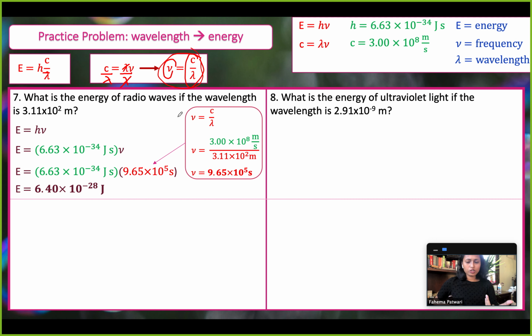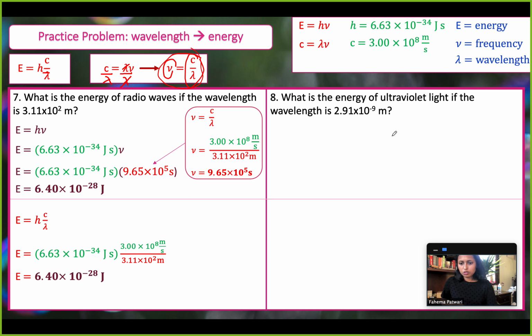Why do I want this new equation? Because H and C are just numbers I can plug in, already given. And wavelength is what I've been given in the problem, so that's also a number I can just plug in. And so I have this: multiply the top 2 numbers, and divide by what's in the denominator.